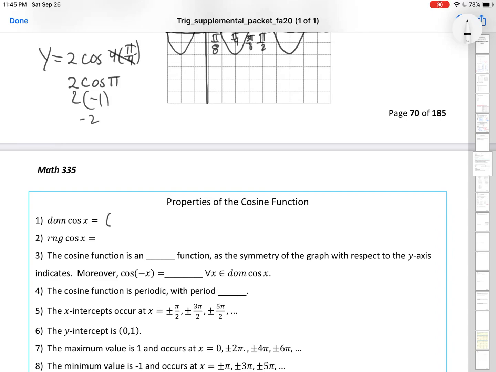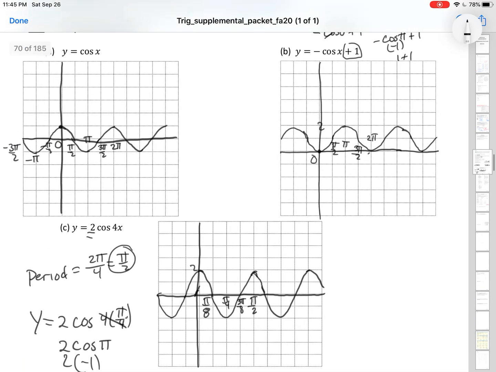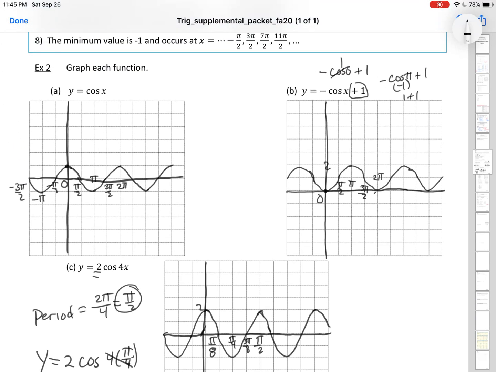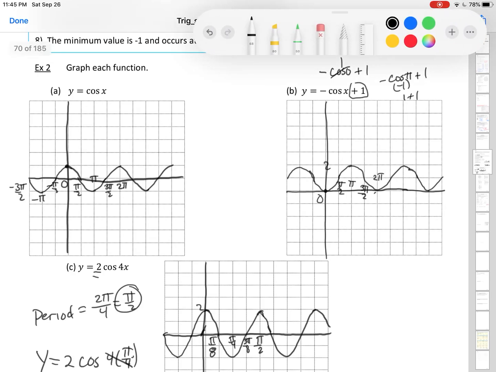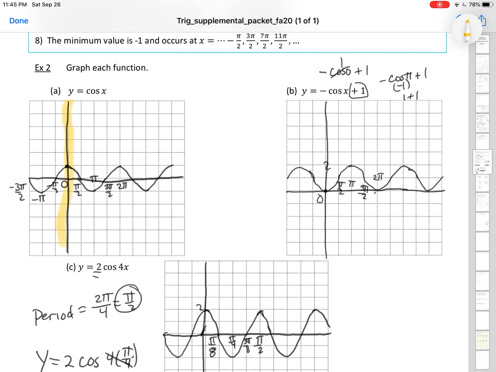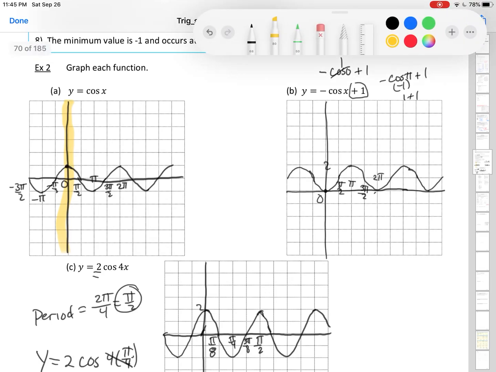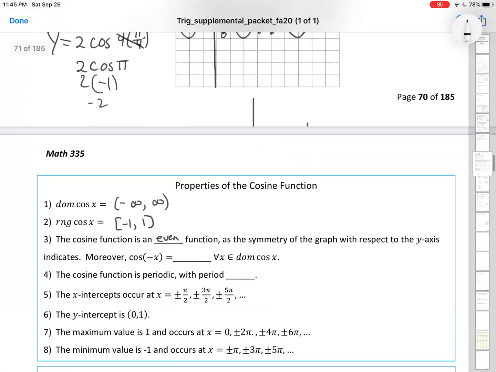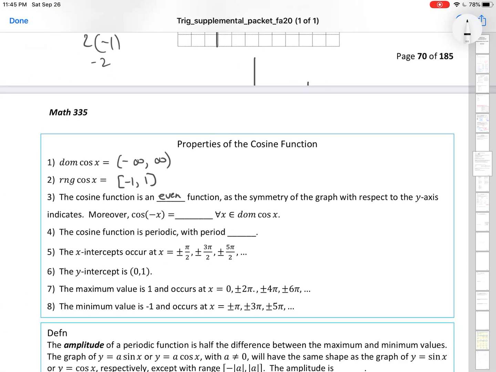The domain of cosine is from negative infinity to infinity. The range of cosine is the same, negative 1 to 1 included. Cosine is what we call an even function. Even functions are symmetric with respect to the y-axis. So let's go back up, and look at this cosine function that's here. And you can see that if we were to flip things over this y-axis, it would look exactly the same. It would fold over on itself. It's totally symmetric with respect to the y-axis. That's the characteristic of an even function. And so cosine of negative x is just cosine x.